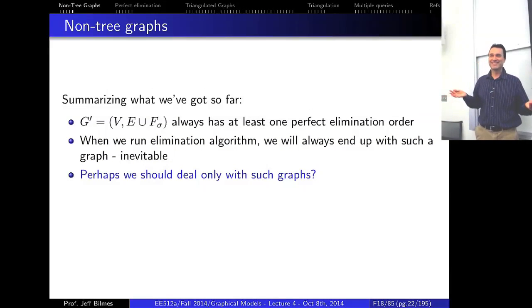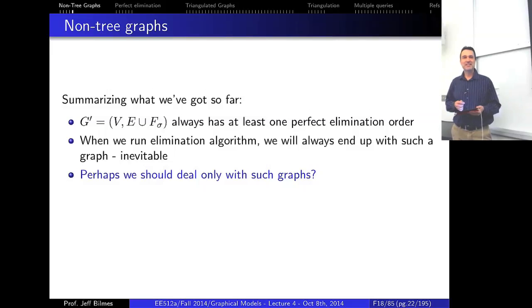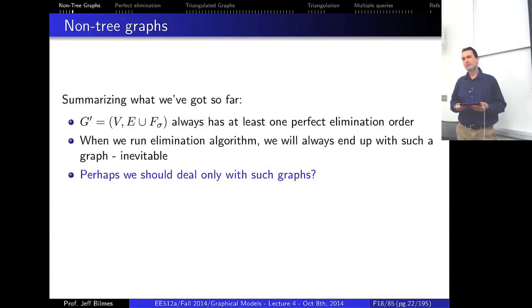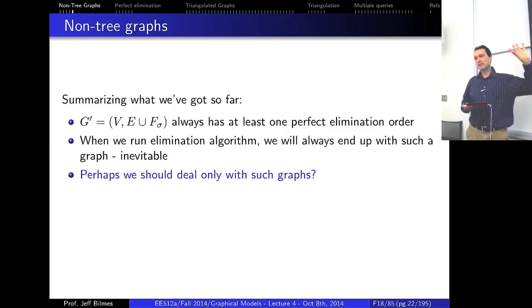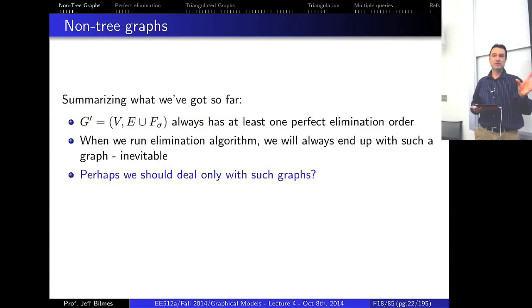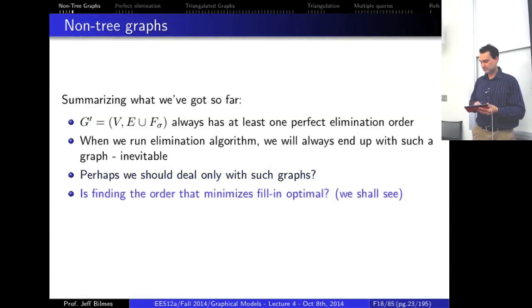This is a very suggestive bullet point, isn't it? Perhaps we should only deal with such graphs. From a computational perspective, maybe that makes sense. If we're inevitably going to reach such a graph that contains a perfect elimination order, maybe we should only deal with those. Now, before we can even answer that question, we need to be able to characterize such graphs.